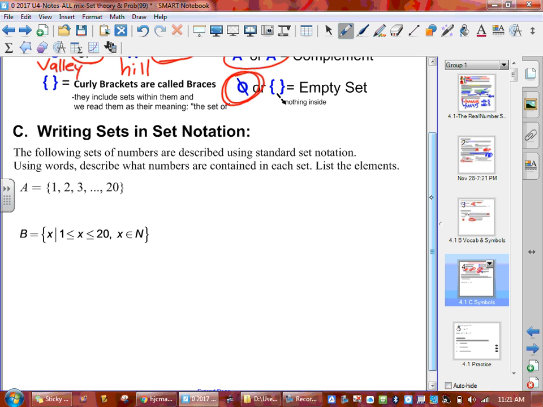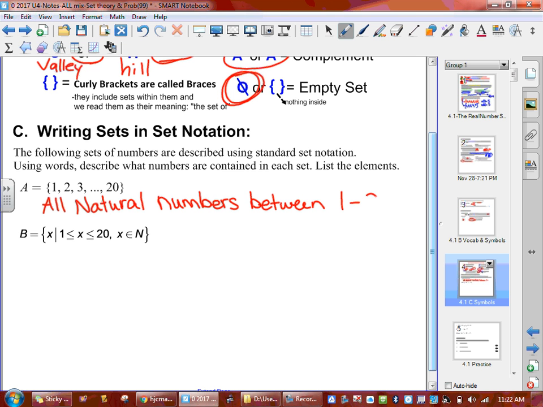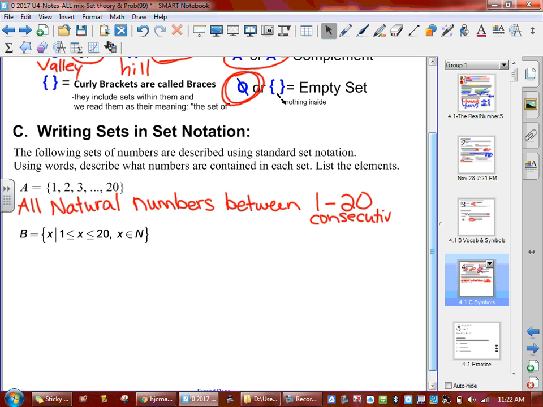So, these are all natural numbers between 1 and 20 consecutively. Consecutively means in that order, in order. So every digit, one right after another.